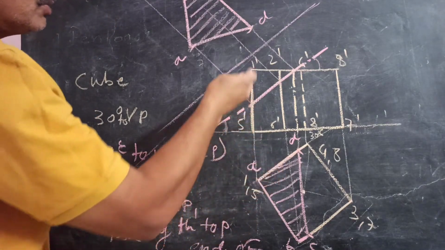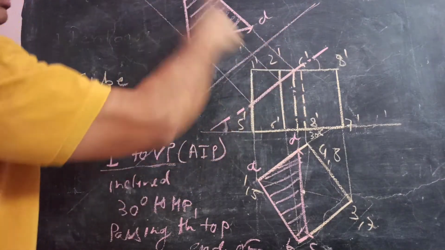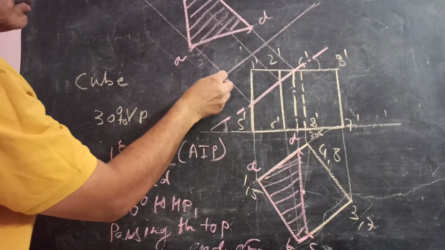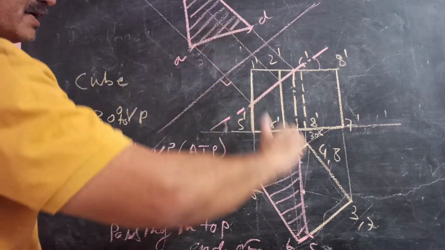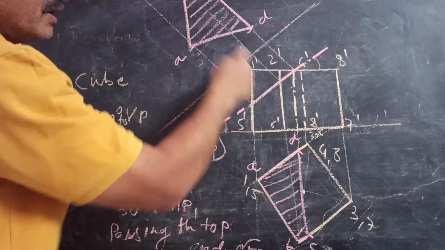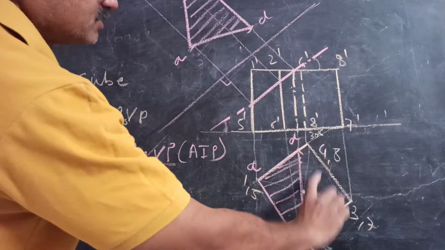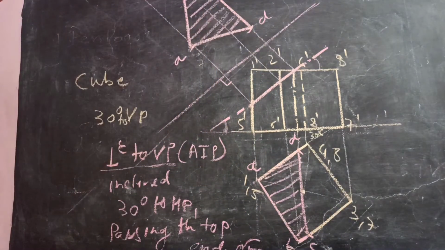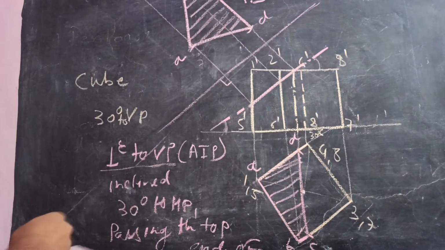So to get the true shape, you can draw a line parallel, project all these projectors perpendicular to this line, then get the distance of A, you can mark A, get the distance of B, you can mark B, on the projector of C and D, you can mark D and C. So you can mark this and you can get this as the true shape of the section. Okay.